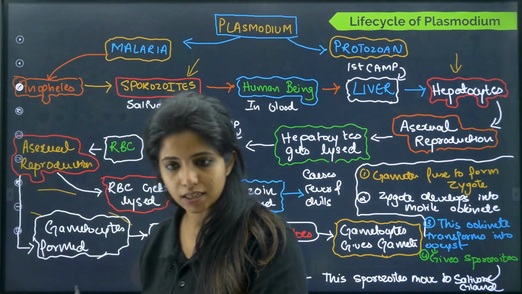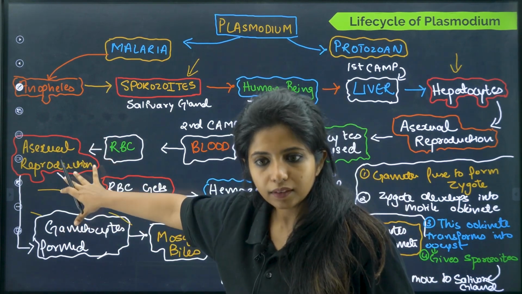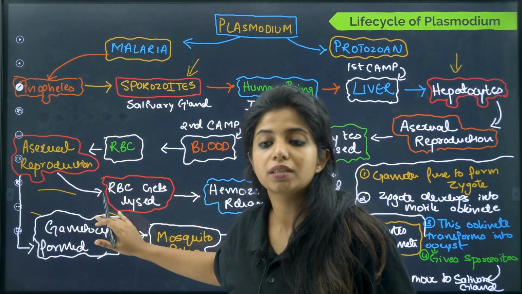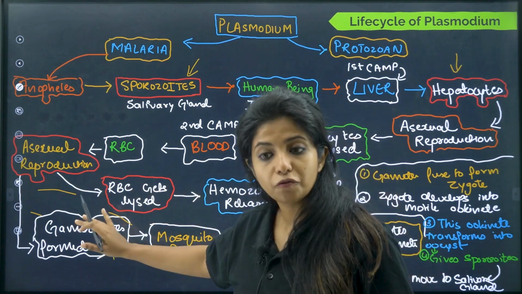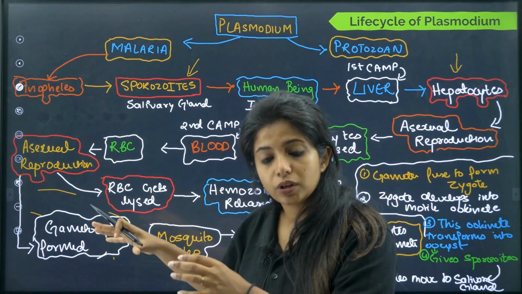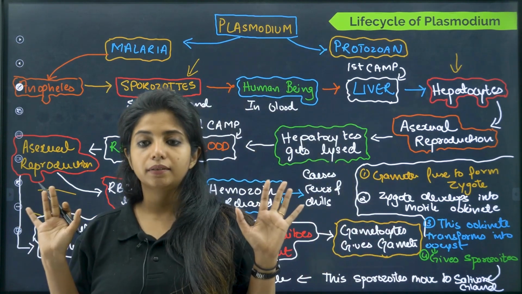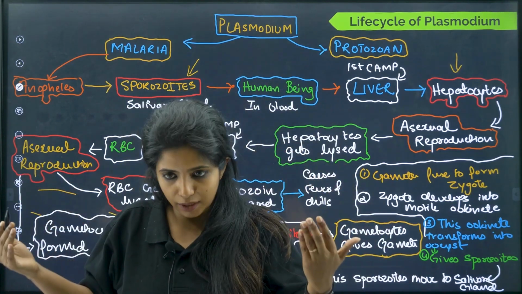The second instance is that while doing asexual reproduction and everything, they are getting converted into a different stage, which is known as the gametocyte stage. Okay, they are forming gametocytes. They are not gametes. They are not gametes. This is a stage known as the gametocyte stage. Now, these gametocytes are the ones that will be forming the gametes later on.